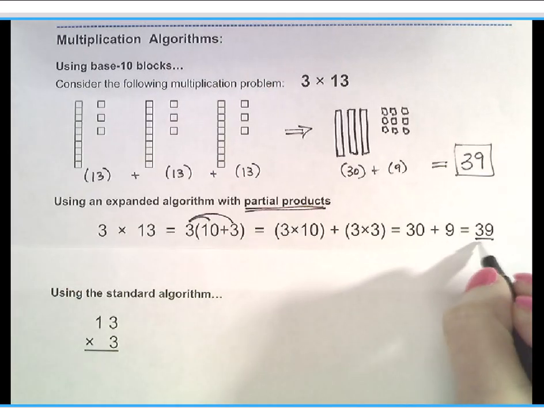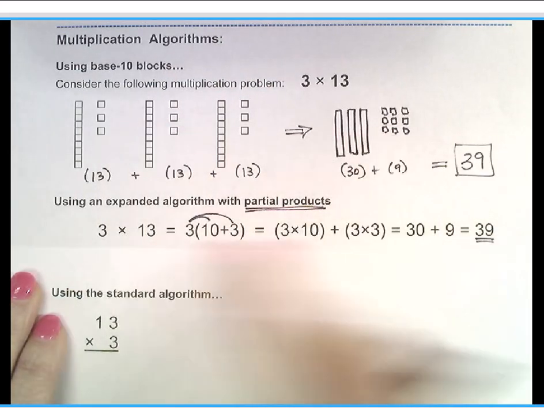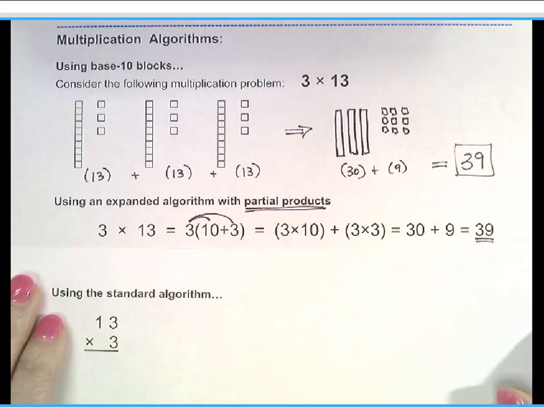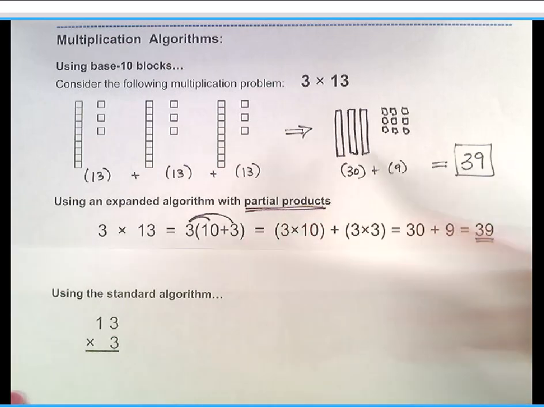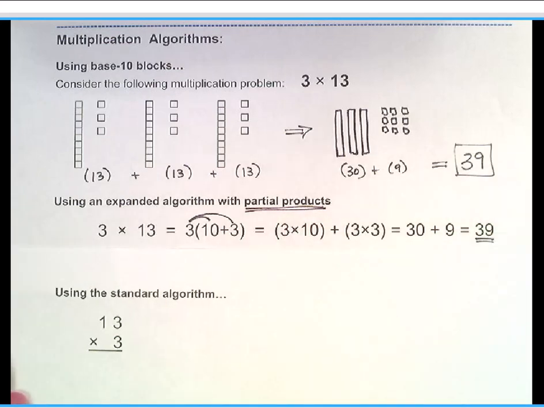So if you've done it with the base 10 blocks, then when you write it down on paper, it makes a lot more sense if you understand what's going on, for those kinesthetic learners that like to use their hands. And then when you go to the standard algorithm, it makes a little bit more sense where these numbers are coming from.